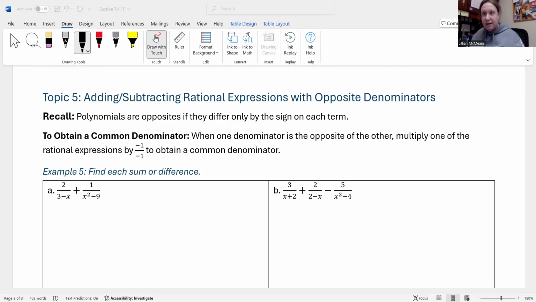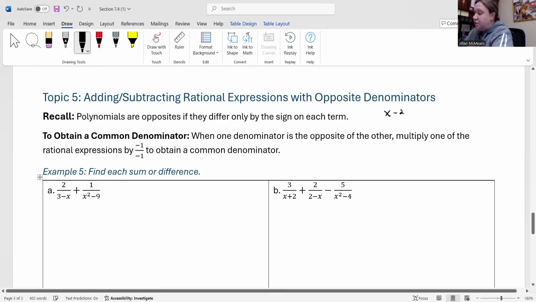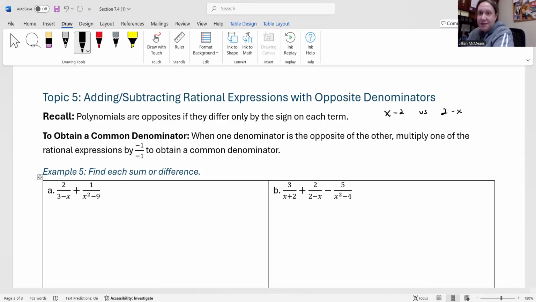The last thing we need to take care of is adding and subtracting rational expressions with opposite denominators. And this idea of opposite denominators has come up before. That's where you have denominators like x minus 2 versus 2 minus x. They're almost the same, they differ by sign. So each term is present, it just has the opposite sign from one expression to the next. Polynomials are opposite if they differ only by the sign on each term.